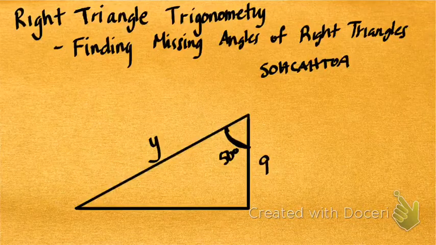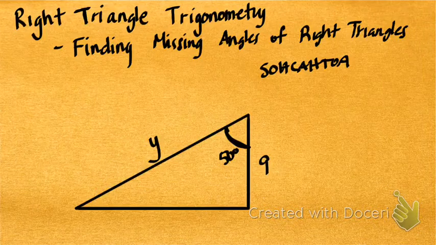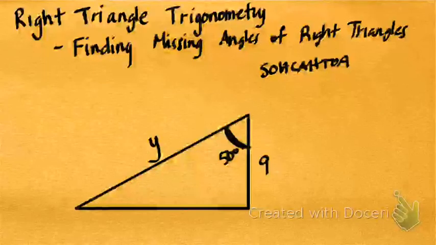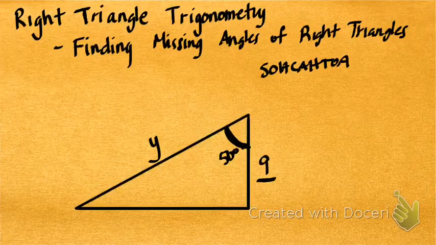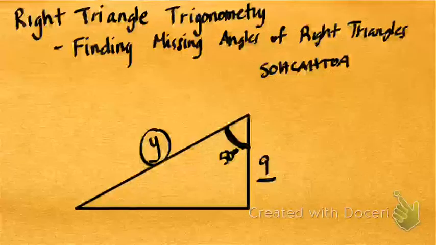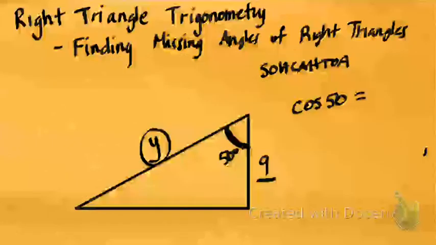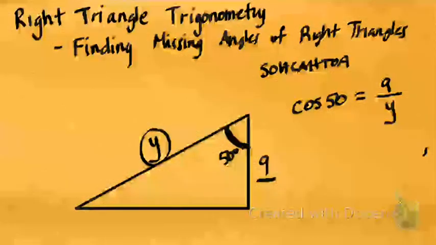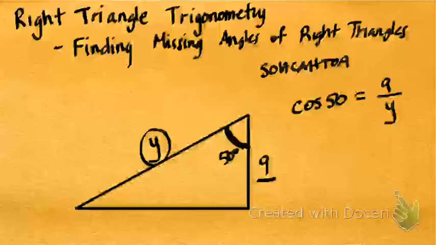And then we would also look at what the relationship was of those two sides in relation to the angle of the triangle that we have. In this case, with this 50-degree angle, we have the side adjacent to that angle and we have the hypotenuse that we can put into a little equation. We'd say the cosine of 50 is equal to 9 over y. And then we'd solve that for y, and then we'd have our answer.